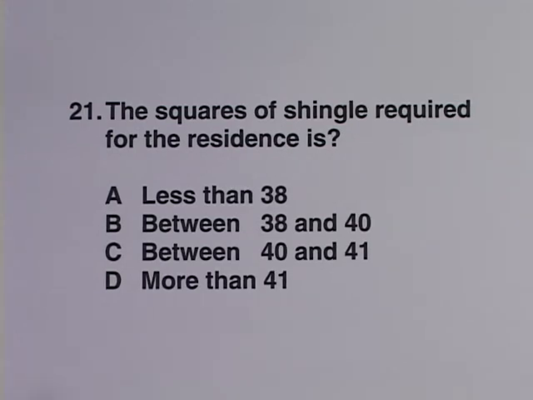And we're looking at the answers. We have less than 38 and more than 41. And look at the answer spread. Remember, I've got to be cognizant of that. Between 38 and 40, that's a pretty tight spread. Once we find out what this question is, you'll see what I'm talking about. The question says, the squares of shingle required for the residence is.